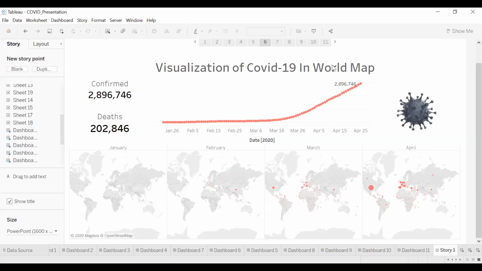And there is the visualization for COVID-19 across the world. In the central linear plot is the confirmed cases plot. We can see there is a dramatic increase after March, and my data is updated until April 25. So up to April 25, there are over 2 million confirmed cases and over 2,000 death cases.